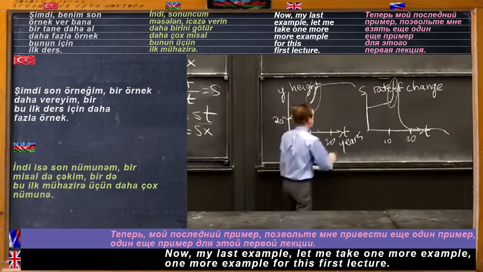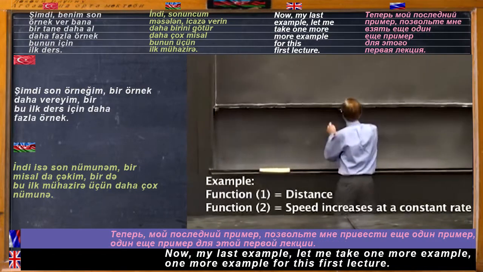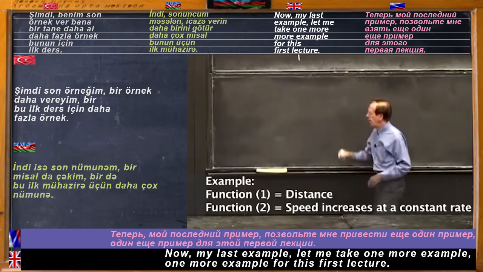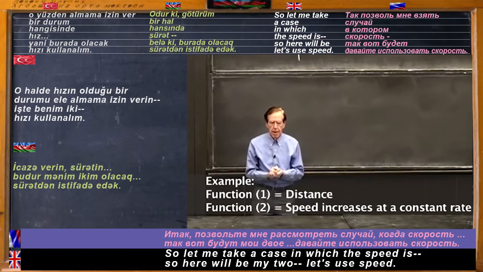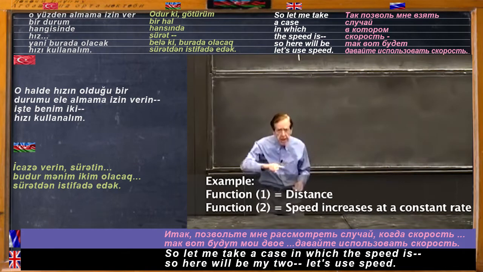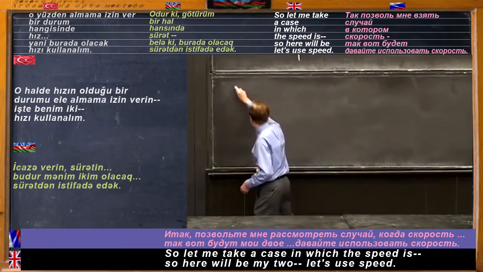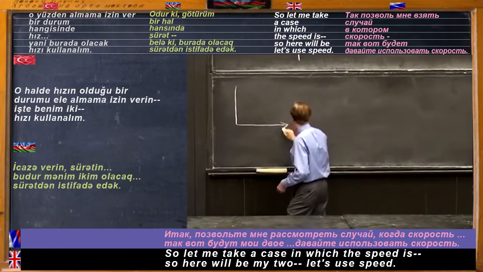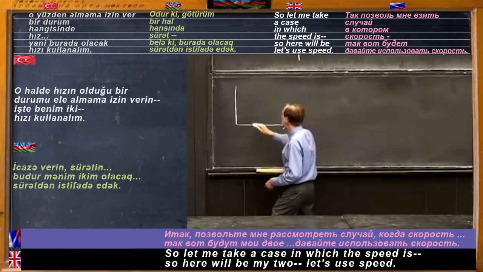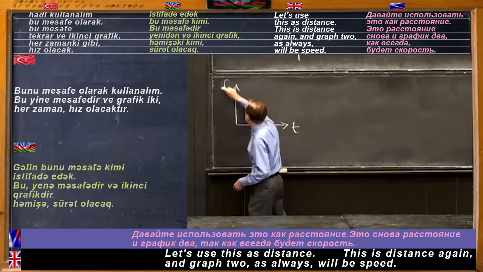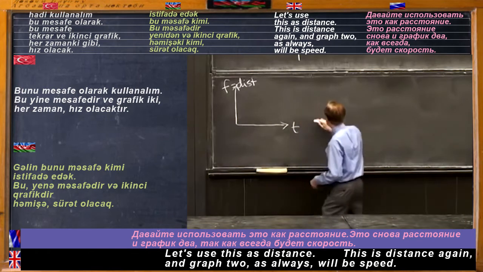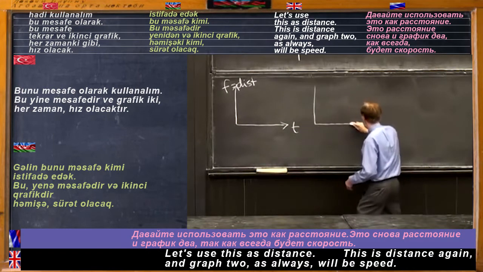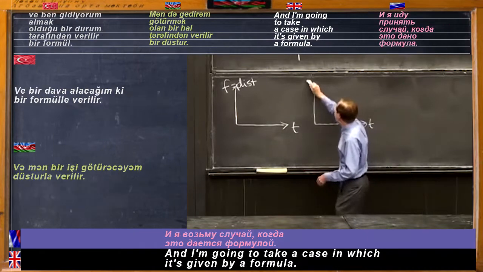Now, my last example. Let me take one more example for this first lecture. So let me take a case in which the speed is. So here will be my two. Let's use speed. This is distance. This is distance again. And graph 2, as always, will be speed.